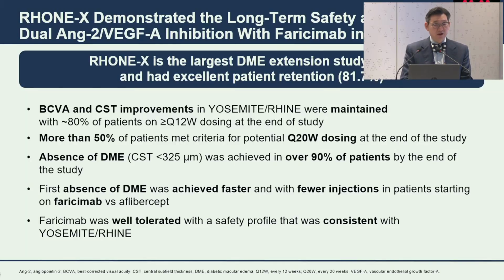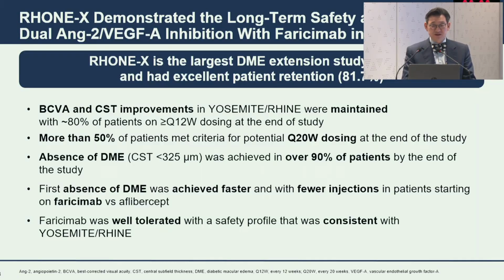So in summary, RHONE-X is the largest DME extension study to date and had excellent patient retention. The vision and anatomic improvements that were observed in Yosemite and Rhine were maintained, with 80% of patients on 12-week or longer dosing by the end of the study. And half of the patients at the end of RHONE-X had the potential to extend out to 20 weeks.